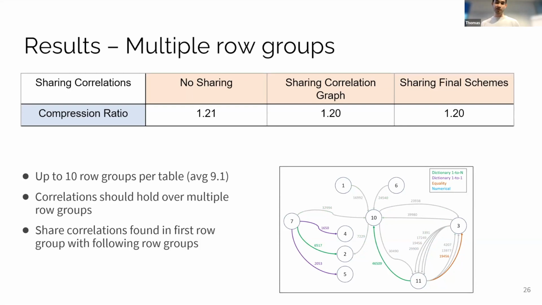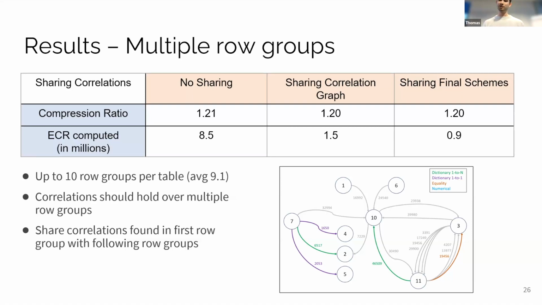We can see that we lose almost no compression ratio, about 1% here. The second row in the table shows the total number of expected compression ratios that we computed for C3 schemes. We can see that we can reduce the number of expected compression ratios computed by a factor of almost 10, which is proportional to the number of row groups we used, also 10. So this confirms that correlations can be reused between row groups, and this helps us significantly save on the overhead of finding correlations, while only minimally sacrificing compression ratios.